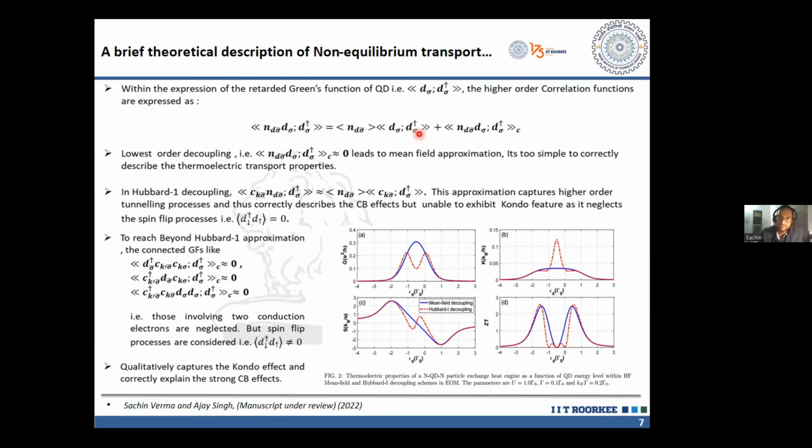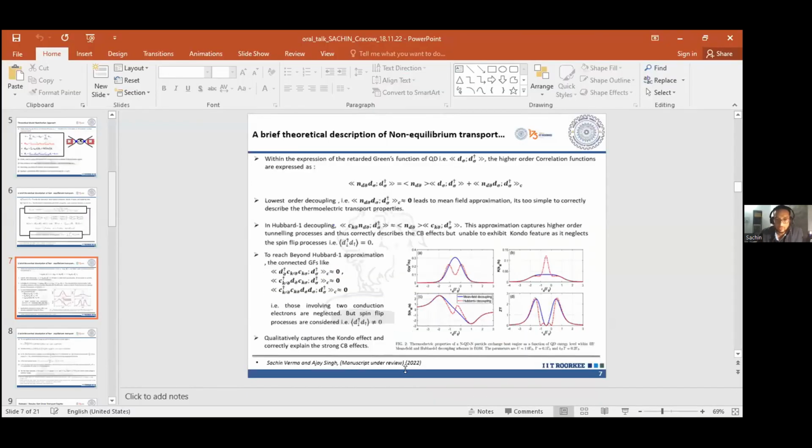Then if one needs to go beyond that approximation, one needs to write down the equation of motion for this higher order Green function. So can I show you one slide, like one paper? I have this.